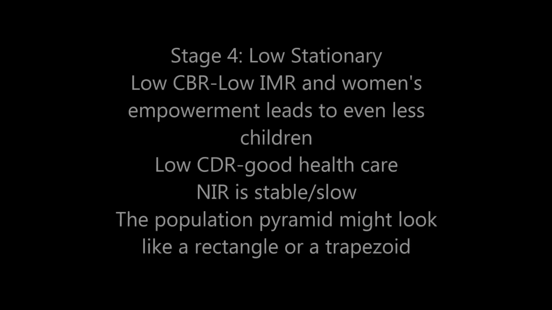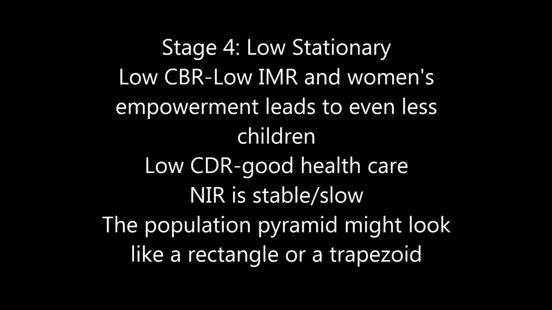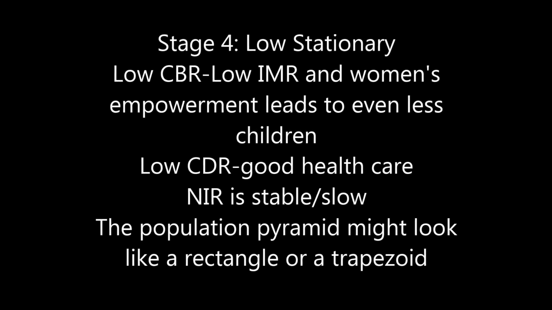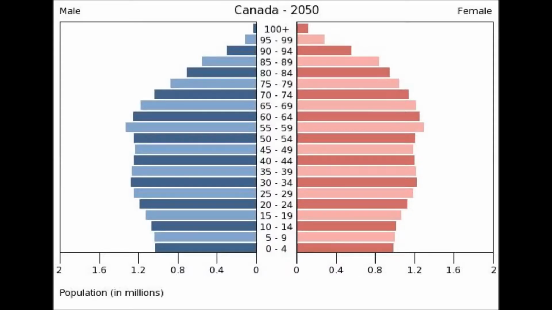Stage 4 is low stationary. There's a low CBR because of even lower IMR and women's empowerment, and a low CDR because of good healthcare. The NIR is stable and low. The population pyramid might look like a rectangle or a trapezoid.